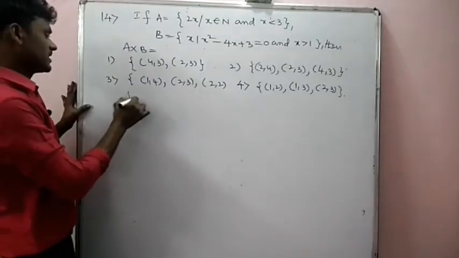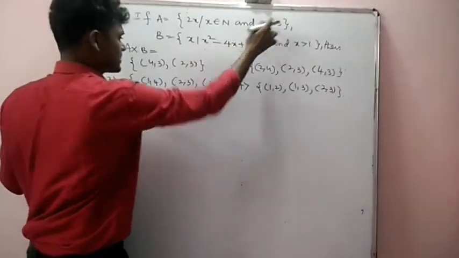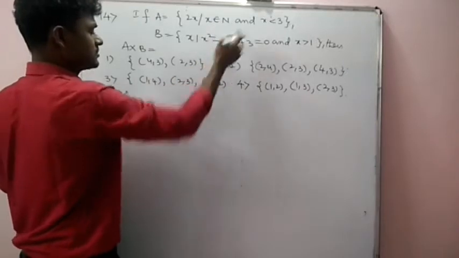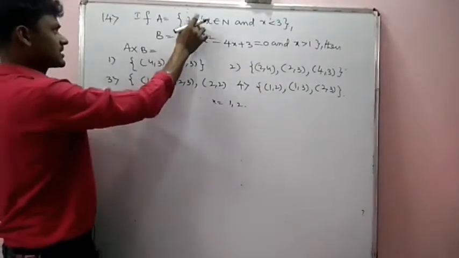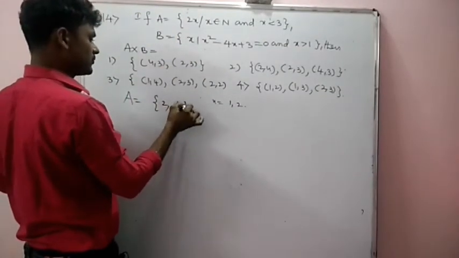First we have to write A. It's 3x. Here x is less than 3 and x belongs to N. Then you have to take x values 1 and 2 only. Then x equal to 1 means 3, and x equal to 2 means 6.